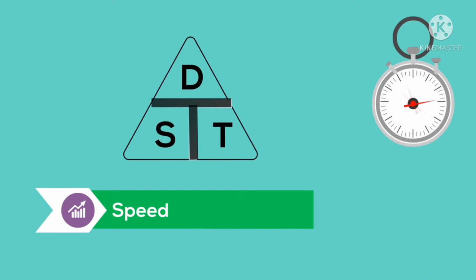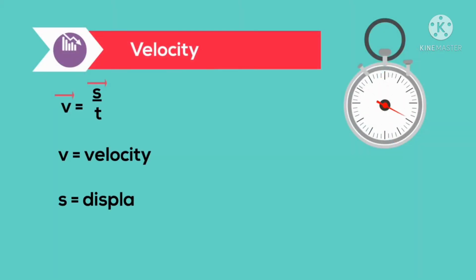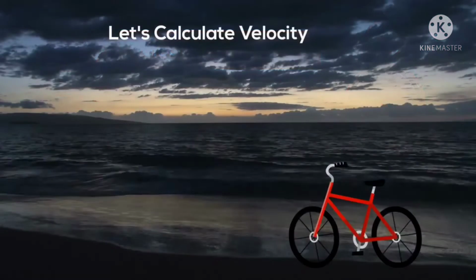Here I am showing you the formula triangle of speed and velocity. Velocity is equal to displacement by time. Here, upon velocity, you are observing a red arrow mark. That indicates that it has a particular direction, for both velocity as well as displacement. So that is why we say that velocity is a vector quantity.